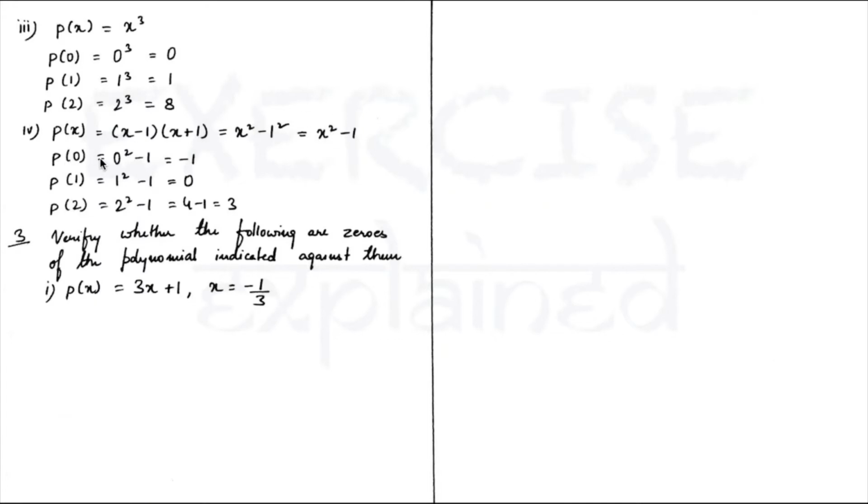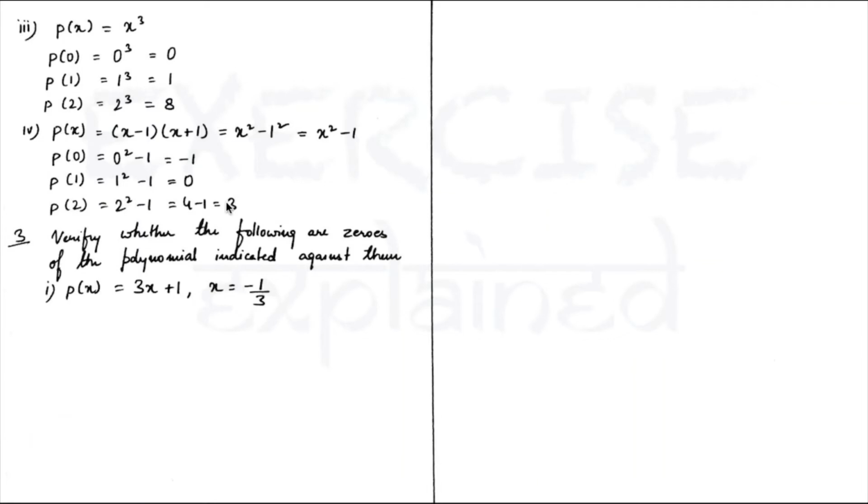So p of 0 is going to be 0 square minus 1, that is minus 1. P of 1 is going to be 1 square minus 1, that is 1 and 1 cancel, so it is 0. P of 2 is going to be 2 square minus 1, that is 4 minus 1, that is equal to 3.